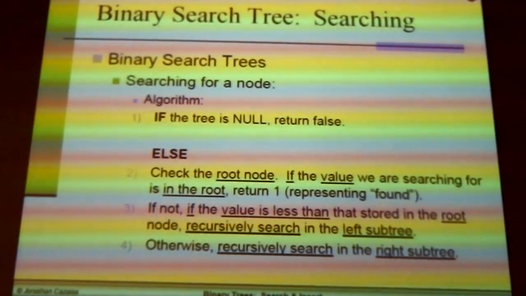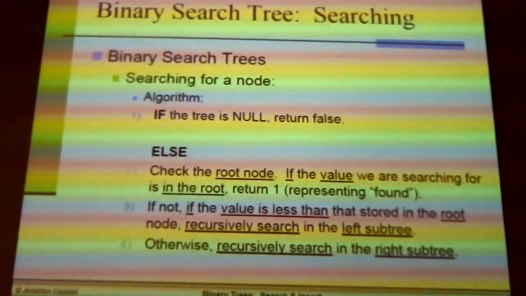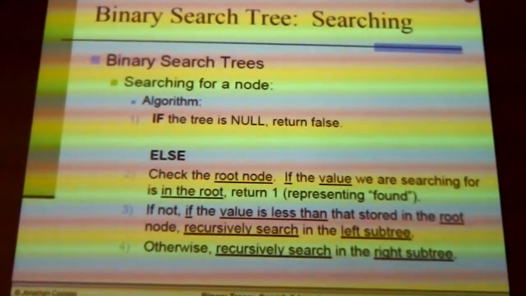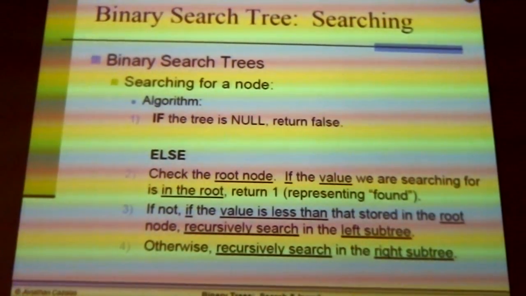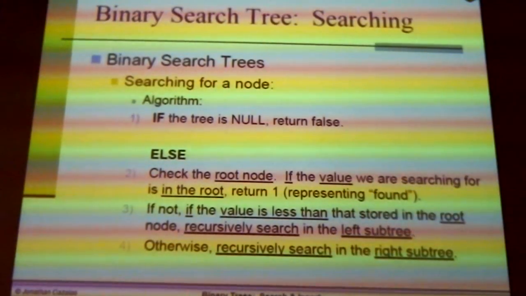Okay, so binary search tree. We need to make an algorithm so we can write some code. The first thing we check is whether the tree is null, because if it's null, how many nodes are in our tree? Nothing, right? So there's nothing to look at. It's pretty easy.